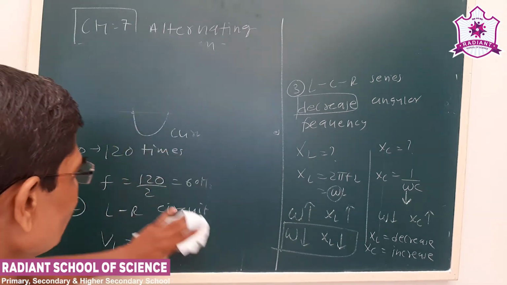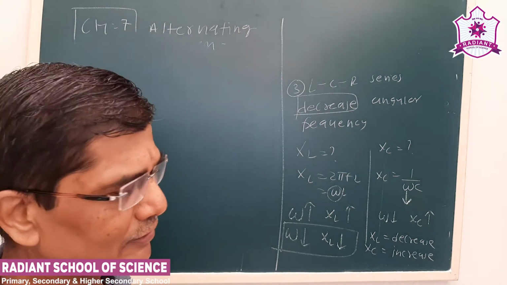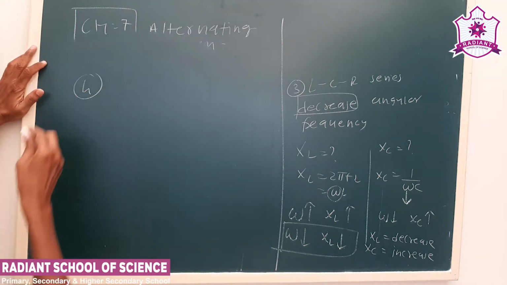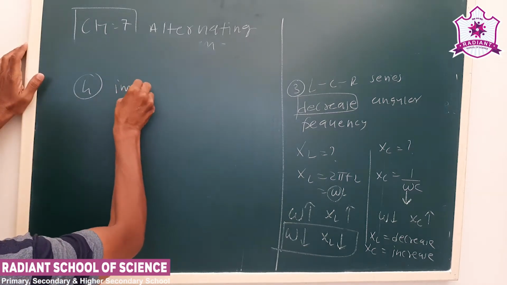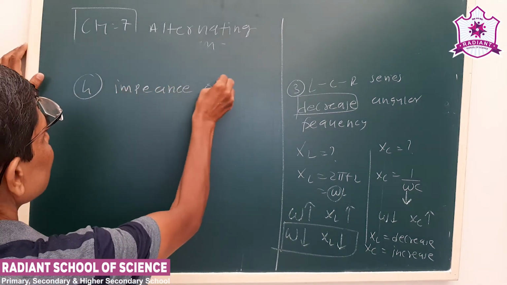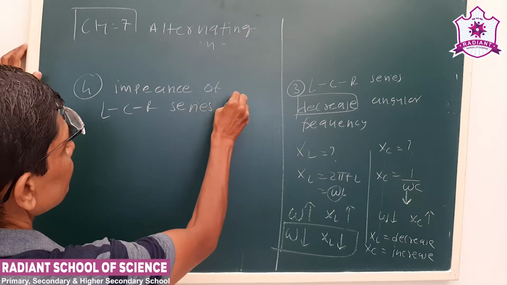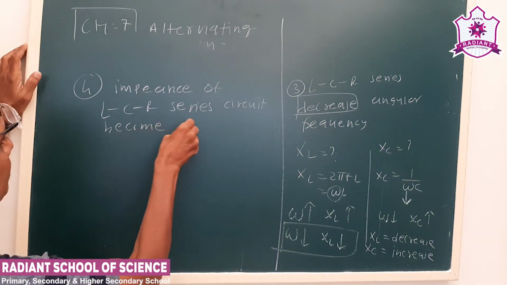Now see this MCQ, see the question part. I have provided it to you. You can read the question and see, we are giving the solution also. Now the fourth one: when does the impedance of an LCR series circuit become minimum?